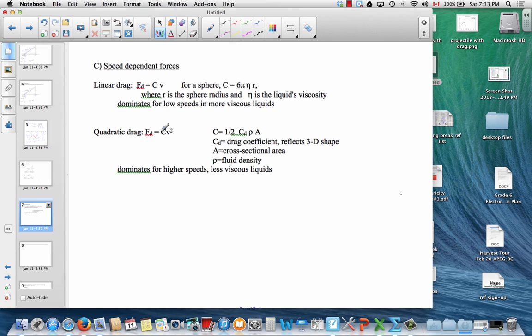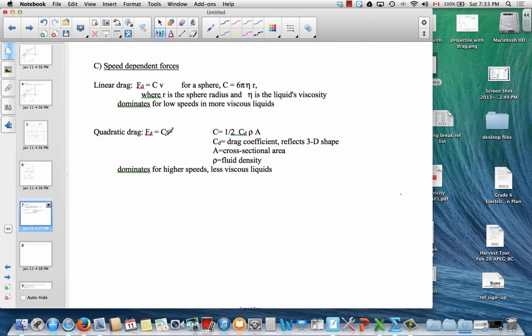And the coefficients can actually be solved for if you have a sphere with linear drag, so say a ball bearing falling through oil. The drag coefficient ends up depending on the radius of the particle and on the viscosity of the liquid. This equation for a sphere with linear drag is known as Stokes' law. It's one of Stokes' laws.